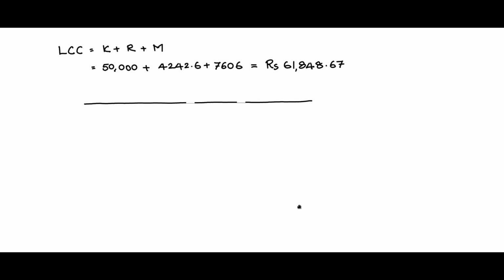Next, LCC, which is K plus R plus M, capital cost plus replacement cost plus maintenance cost, which is 50,000 plus 4242.6 plus 7,606, which will turn out to be 61,848.67 rupees. So this is the life cycle cost, total life cycle cost taking 15 years lifespan.